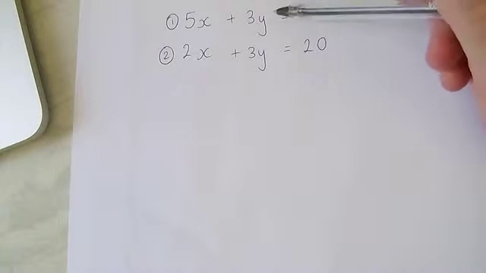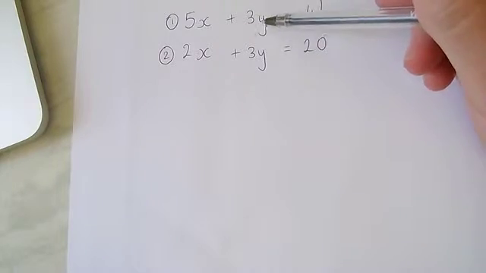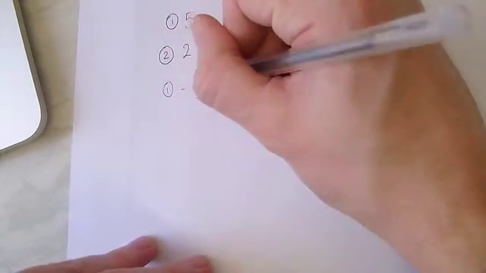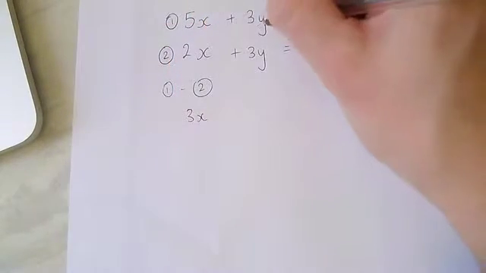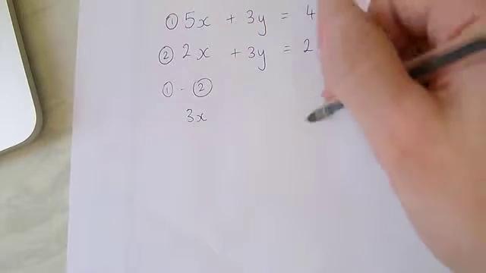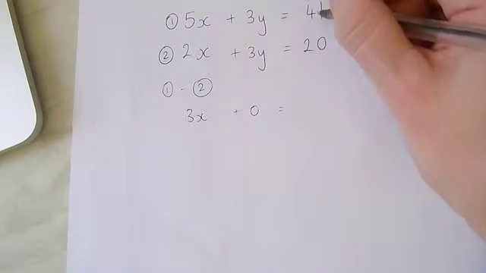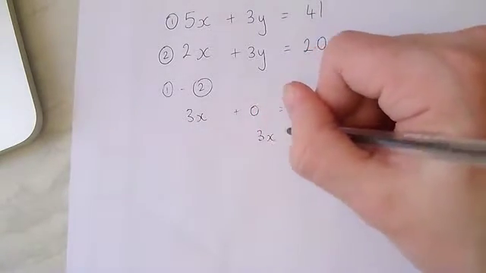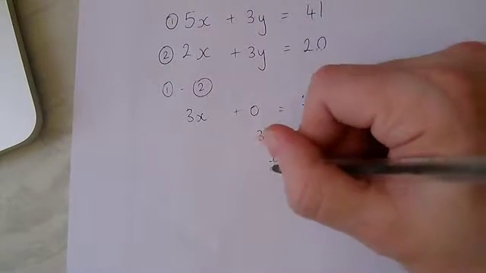First question I've labelled number 1 and the second question I've labelled number 2. Now because the three y's both have the same coefficient, I'm going to subtract 1 and 2. So I'm going to say 1 take away 2 here. So 5x take away 2x is 3x. Plus 3y take away 3y is 0, so plus nothing, is equal to 41 take away 20, which is 21. I then get 3x equals 21, and then I get x equals 8.